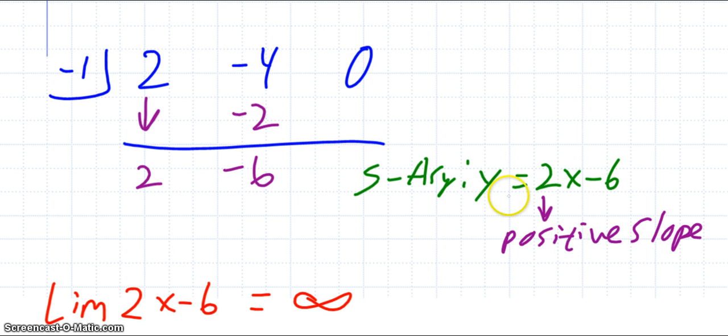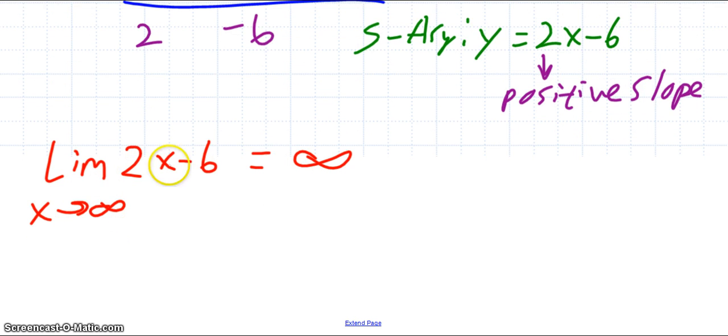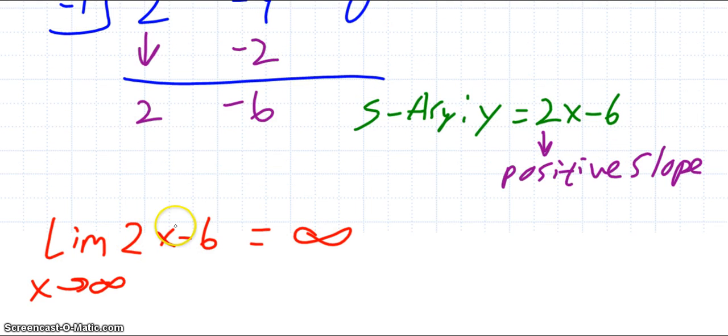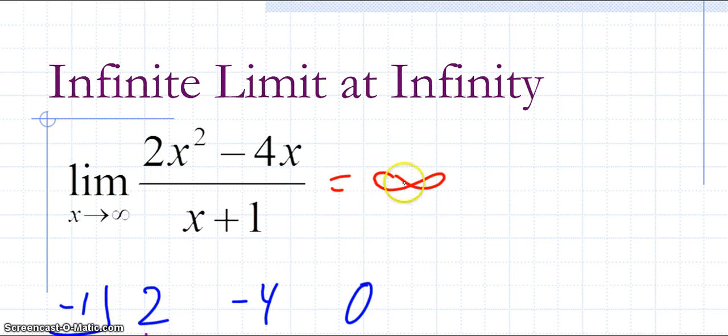So the slant asymptote is the line y equals 2x minus 6, which has a positive slope. And I know the limit as x goes to infinity of 2x minus 6 is infinity. And since this is the function that predicts the end behavior of our rational function, this is also going to be infinity.